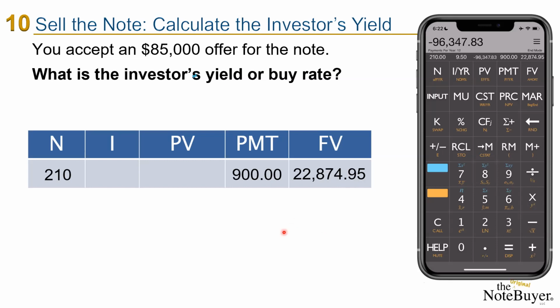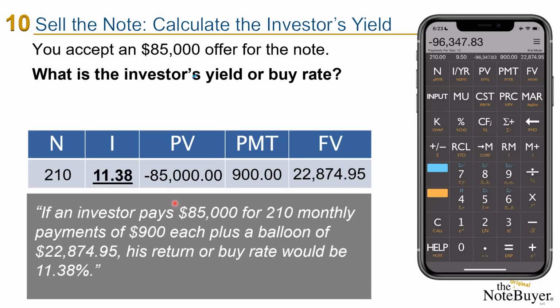Now you need to put in what they're paying. They're paying $85,000, and that's money out of their pocket, so that's going to be negative. So you put that into present value, and then you press I and solve for I. And what this tells us is if an investor pays $85,000 for 210 monthly payments of $900 each, plus a balloon of $22,874, then his return or his buy rate would be 11.38%.